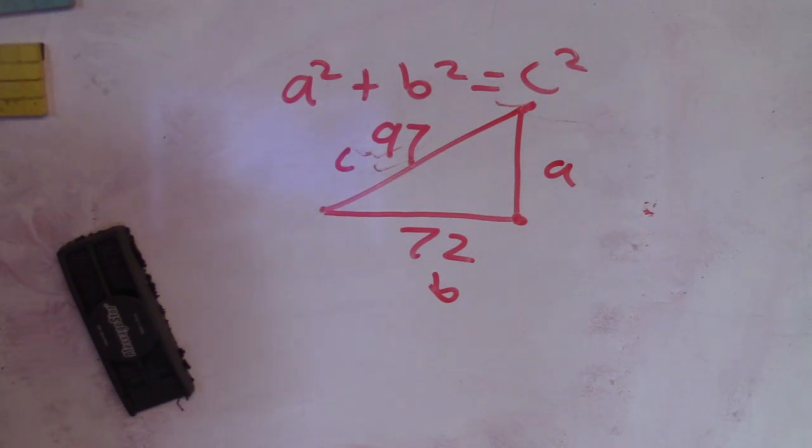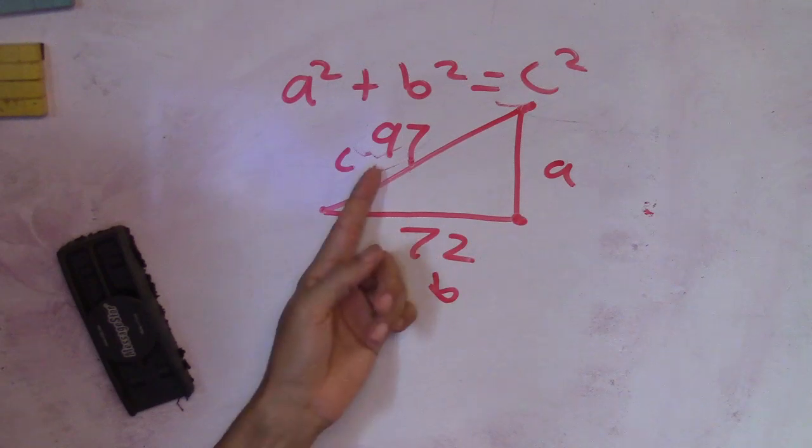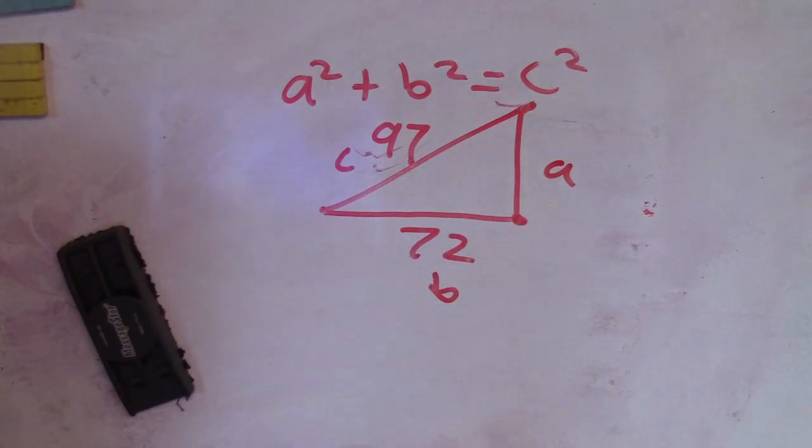It's 4,225. Yeah, but that's not how long the side is from here to here. I mean, if this is 72 and that's 97, there's no way that's 4,000. Okay, wait. So wait, what's the step that you left out?